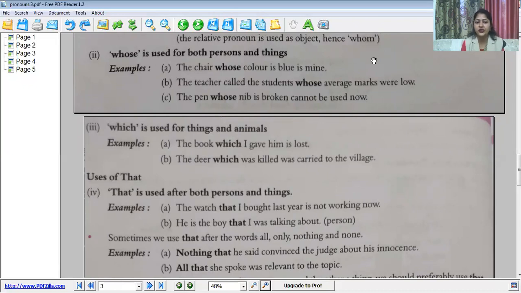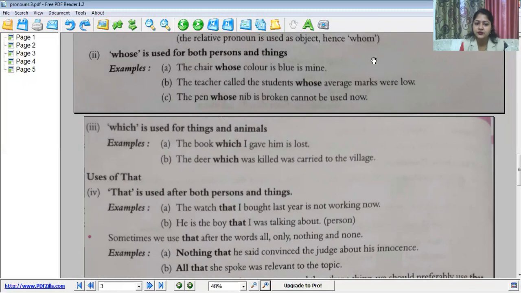Let's move on to which. Which is used for things and animals. Not for humans. Now, the book which I gave him is lost. So I'm talking here about a thing. Now, when I'm talking about an animal, the deer which was killed was carried to the village.